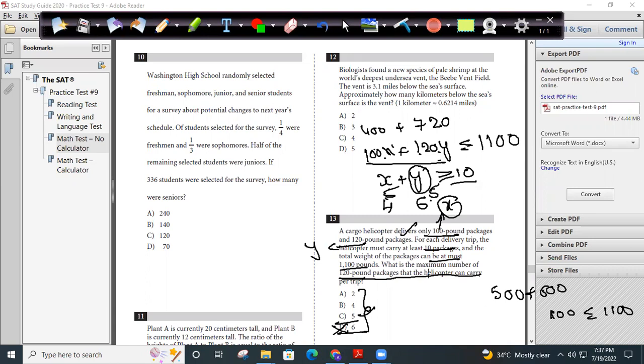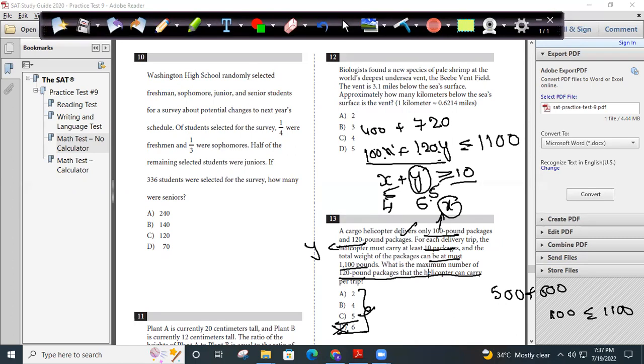Try to convert the given English statement into mathematical statement. Then you can play with that mathematical statement. Once you are done with the mathematical statement, immediately you should see what is asking for. What is the maximum number of 120 pound baggage that I can carry? The maximum option that I have given here is 6. So if Y value is 6, the X value should be 4, because the minimum I need to carry is 10 bags. But 4 into 100 plus 6 into 120 is 1120, more than the limit that I can carry in the helicopter. So 6 cannot be my answer.